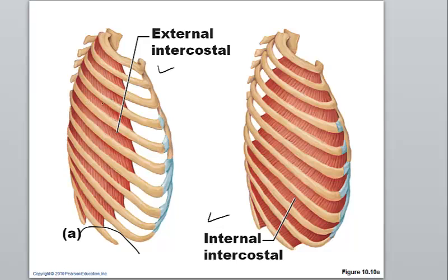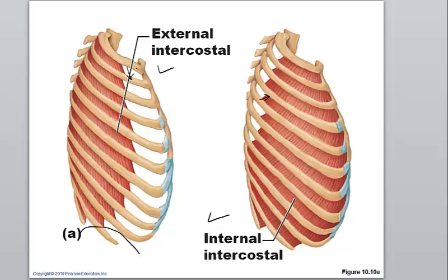The external intercostal muscle is found from the inferior border of the rib above. So it goes from the inferior border of the rib above and joins at the superior border of the rib below in this direction. But the internal intercostal is the opposite. It starts with the superior border of the rib below and goes to the inferior border of the rib above. That's how it forms.